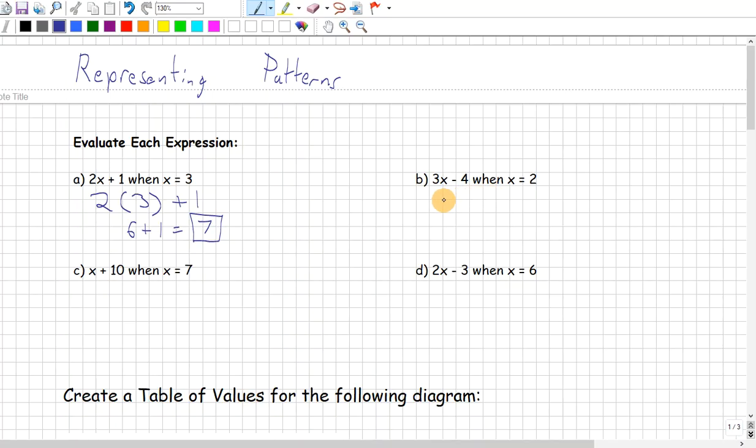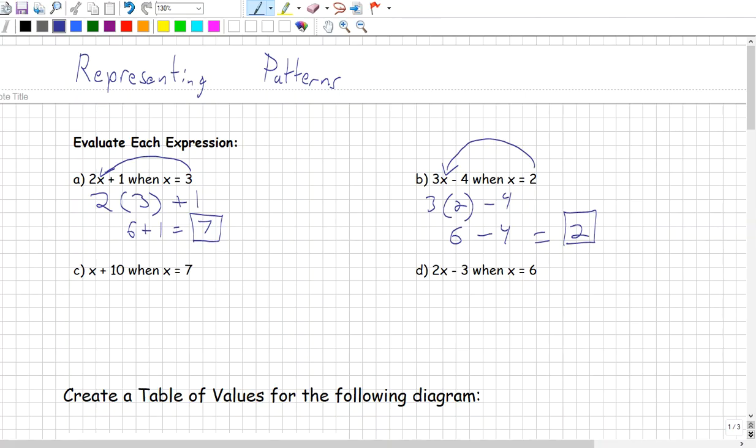3x minus 4, I'm going to evaluate this expression when x equals 2. So this value of 2 is going to replace the x value, just like the 3 in the previous question replaced the x value. And the way I write it is 3, because this is 3 times x, I write 3, bracket, 2, which means 3 times 2, minus 4. 3 times 2 is 6, minus 4. 6 minus 4 is equal to 2. Notice how I'm using my order of operations as well, doing the brackets, doing the multiplication, before doing any of the addition and subtraction.